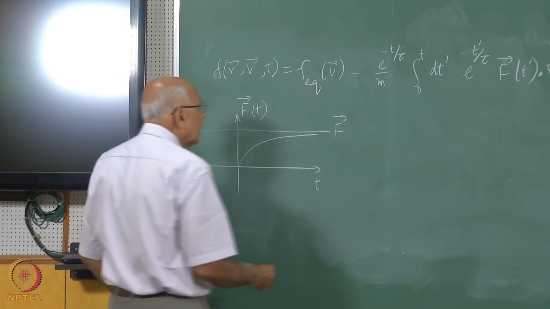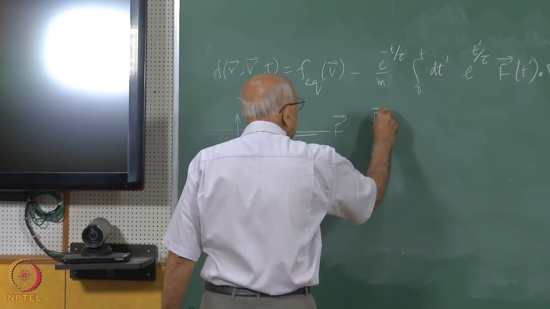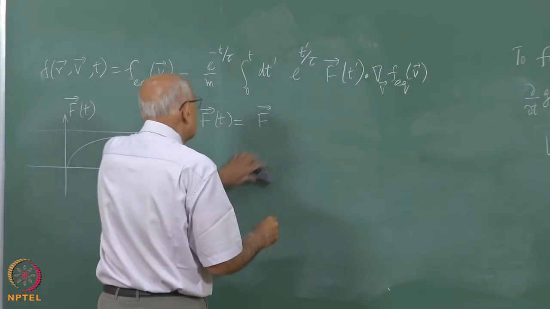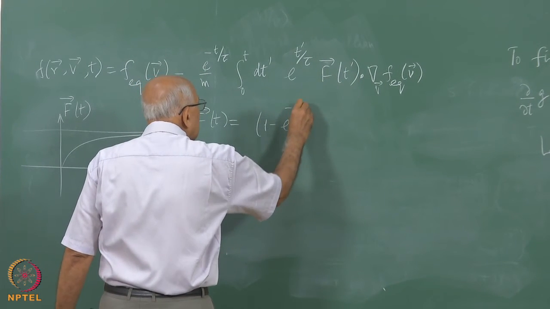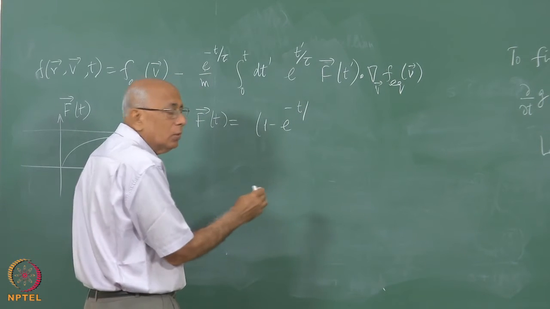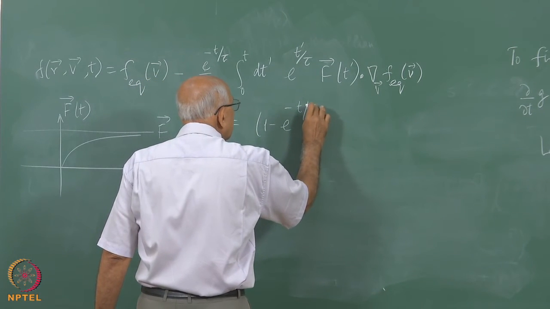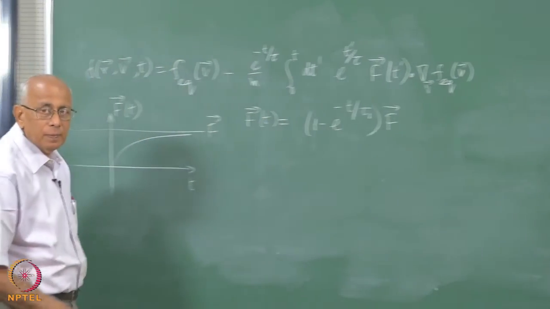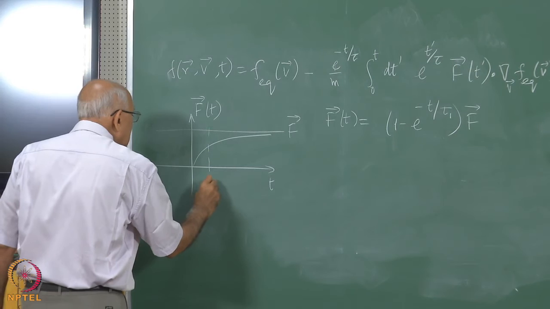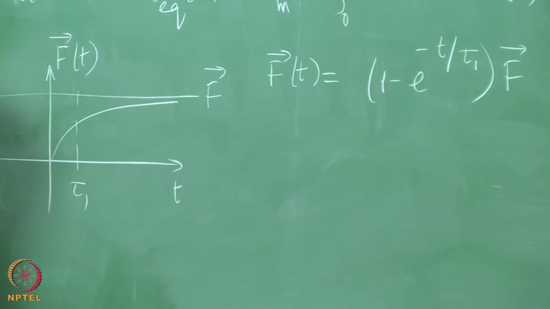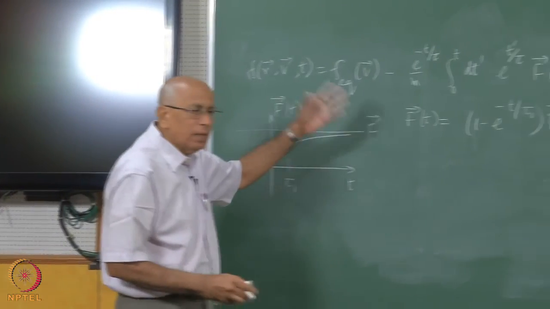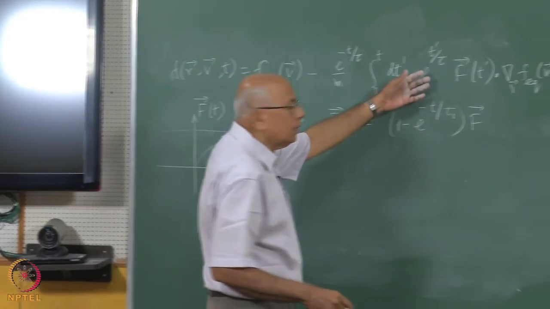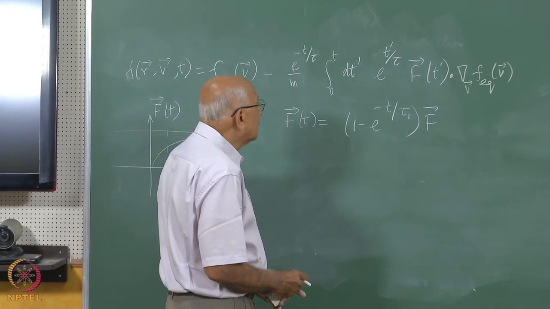So a simple model would be to say that f of t is equal to, it should start at 0 and should end up with a capital F at the end, so F times 1 minus e to the minus t over some time scale, let's call it tau 1. This is typically tau 1, the time scale on which this fellow essentially reaches 1 over e of its saturation value or something like that. Okay. So that's one way to do this. You put that in here when you integrate. Okay. But what does that get us?